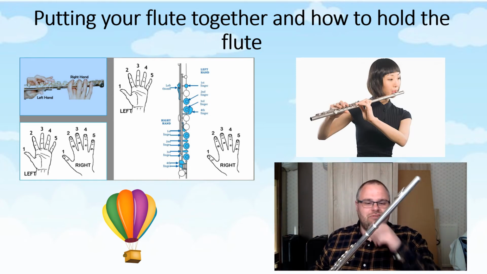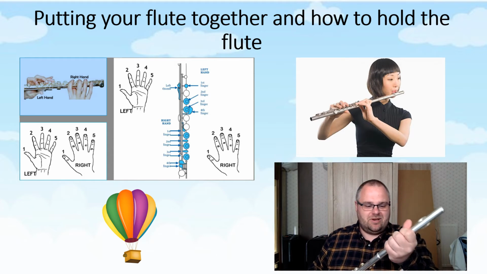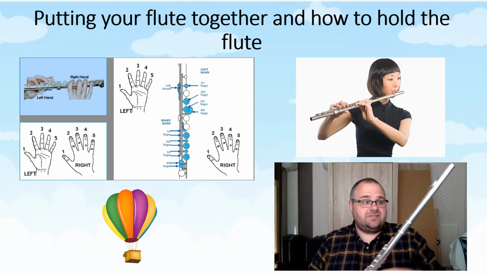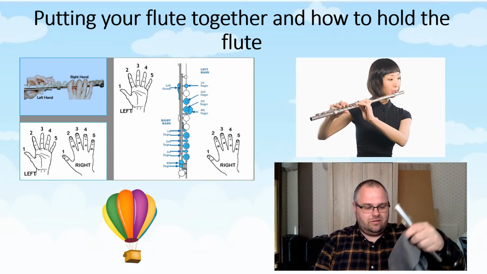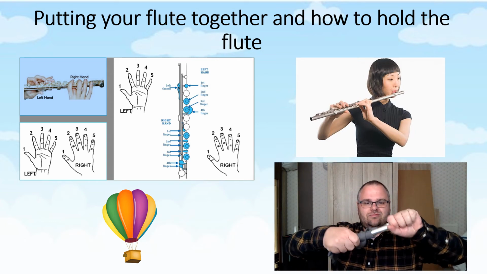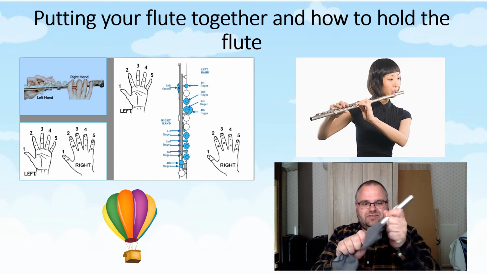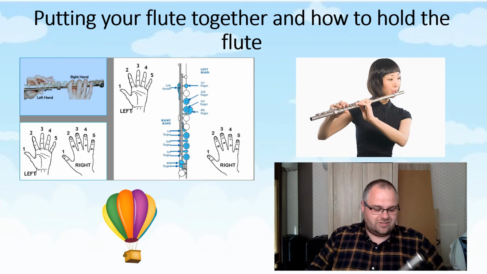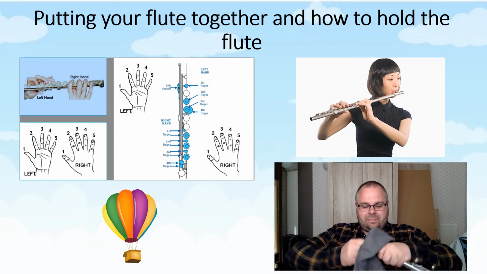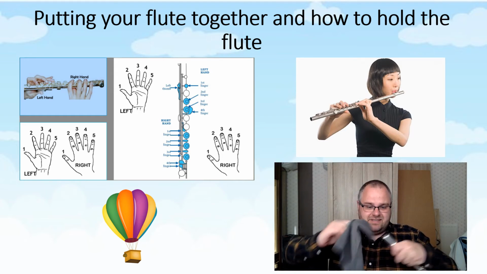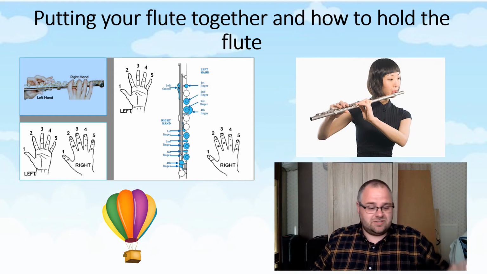If you find it really difficult to push these parts together, get a parent to help you. All you need to do is get a cloth, wipe round the joins of the flute, of the outside and the inside, and see if that makes it easier to push those joints together.